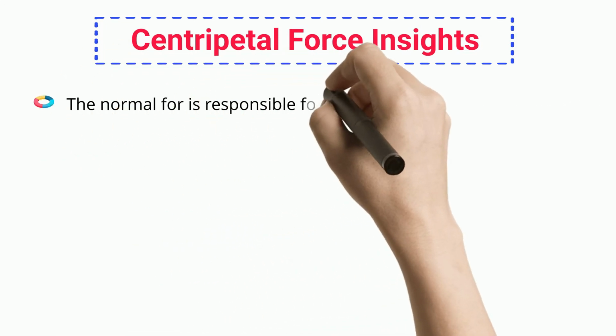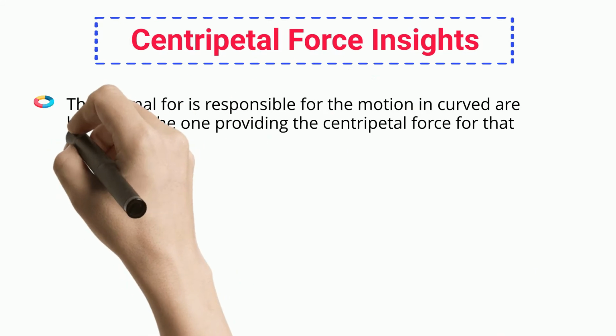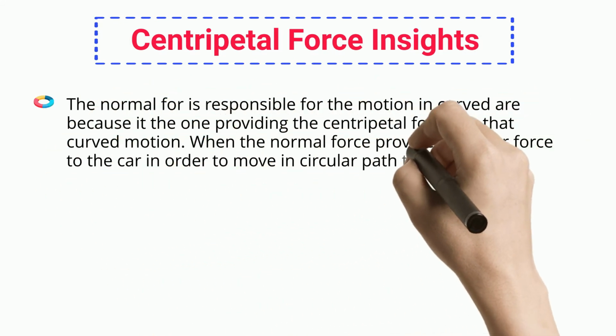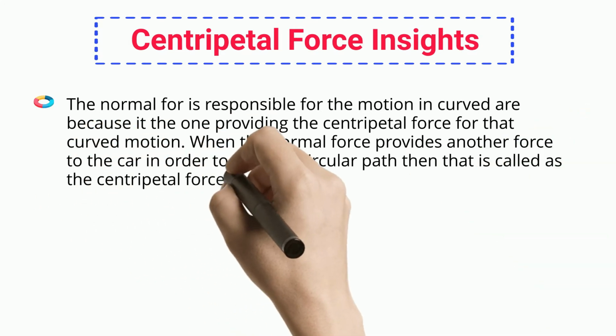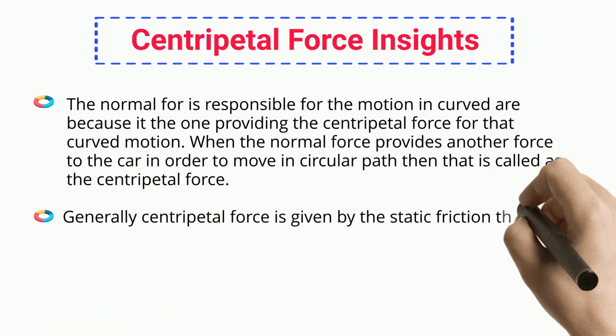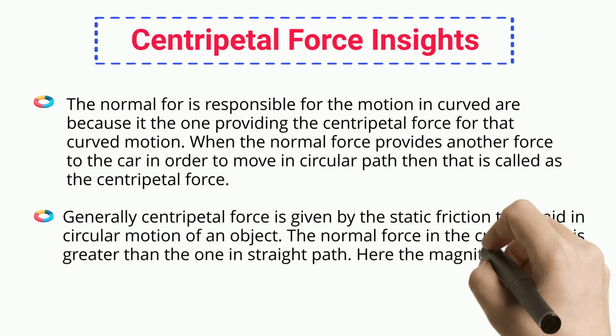The normal force is responsible for the motion in a curved road because it's the one providing the centripetal force for that curved motion. When the normal force provides another force to the car in order to move in a circular path, that is called the centripetal force. Generally, centripetal force is given by the static friction that aids in circular motion of an object.